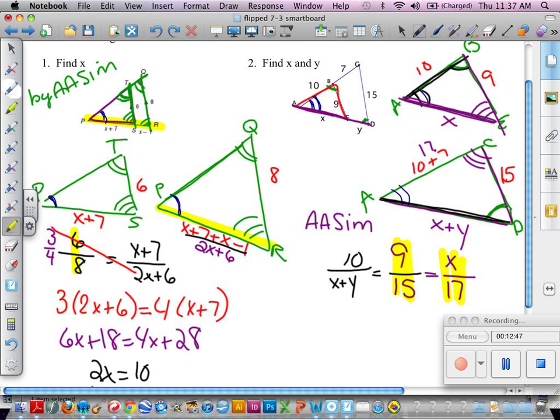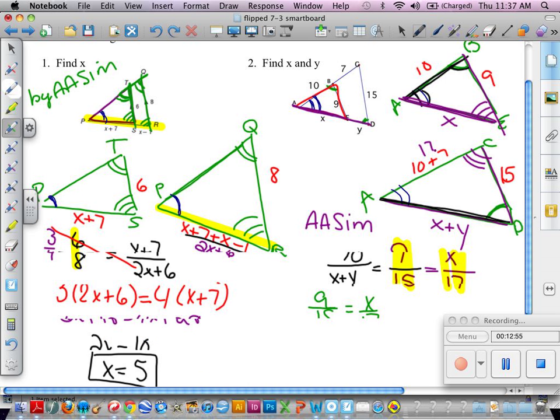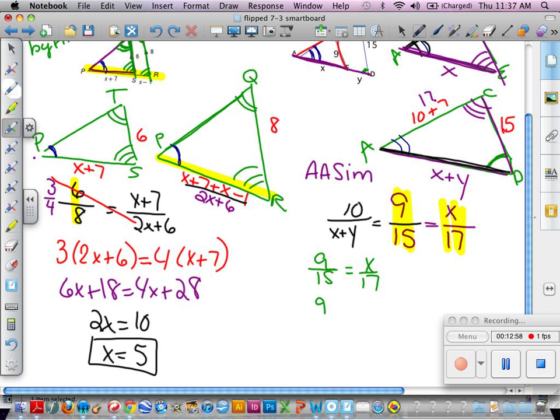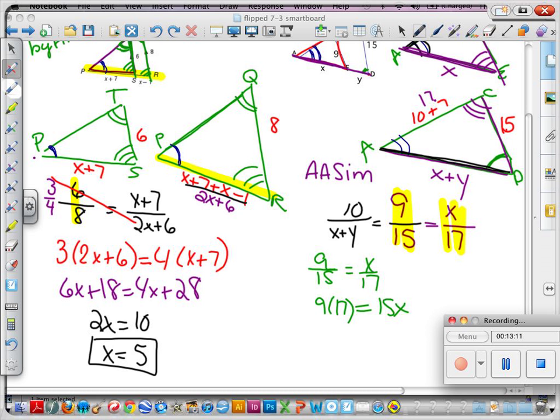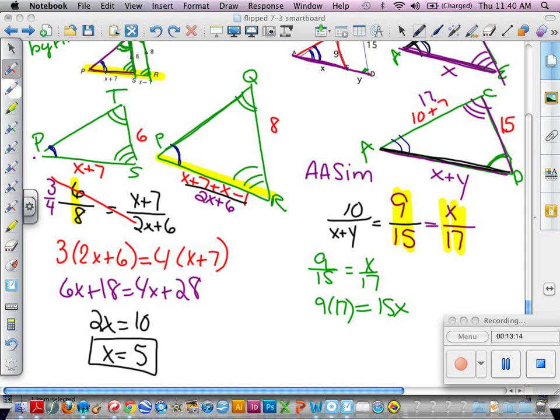I'm going to grab these two here, guys. I'm going to look at these at first. So I've got my 9 and my 15 equals x over 17. Cross multiply, 9 and 17 equals 15 and x. 9 times 17 is 153 equals 15x. Divide by 15, x equals 10.2.